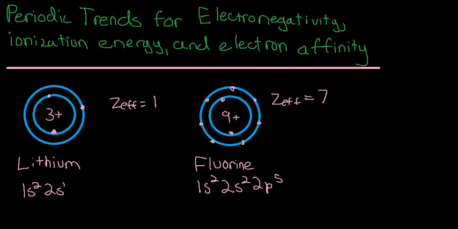And electron affinity, well, again, it all goes back to that effective nuclear charge. With an effective nuclear charge of 7, fluorine is going to want to attract electrons. It's going to want to bring things in, whereas lithium really isn't going to want to do that. So for all of these reasons, fluorine has a higher electronegativity, higher ionization energy, and a higher electron affinity than lithium. And we can really generalize this and say that all of these trends increase from left to right, because the Z effective increases.